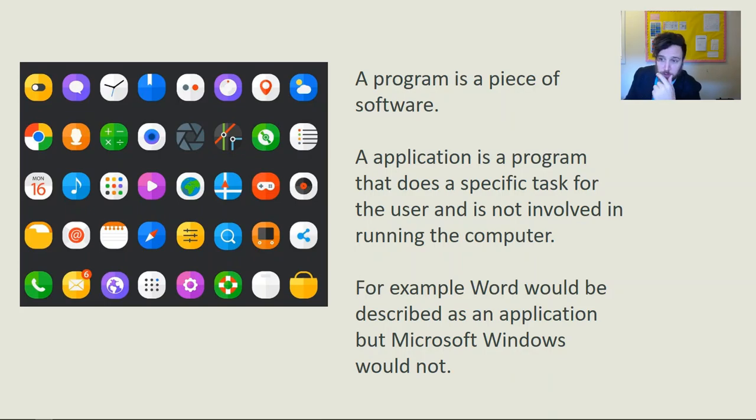So what is a program? Well, a program is a piece of software. Software is kind of like the plural of programs. An application is a program that does a specific task for a user and is not involved in the running of the computer. We have a special word for that: we call those system software.